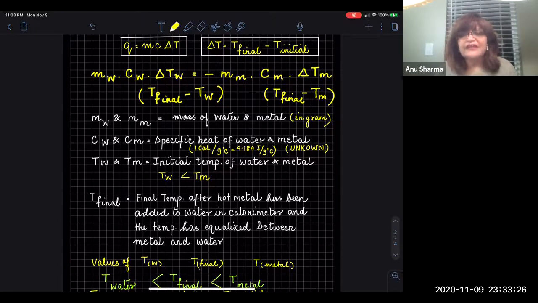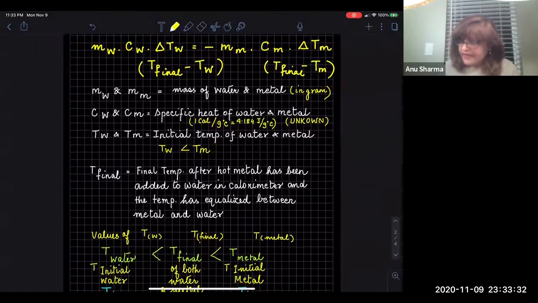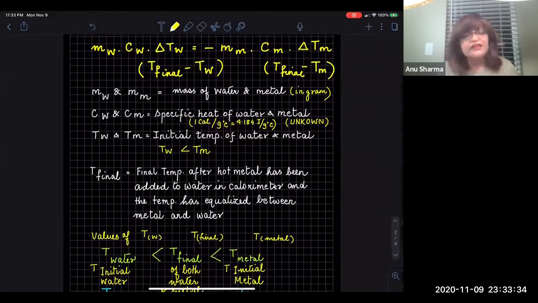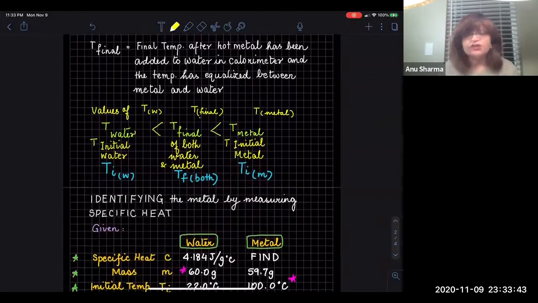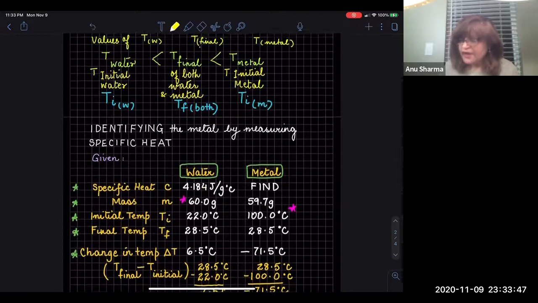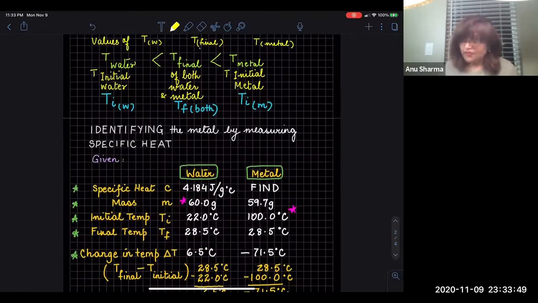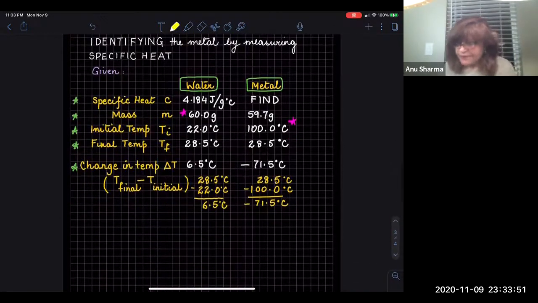As you can see, in these delta T values, the final temperature will have the same number. The TW, which is the initial temperature of water, is going to be one number, and the initial temperature of the metal is going to be another number. So really we are looking at the 3 temperature readings in this. So let us look at this example.